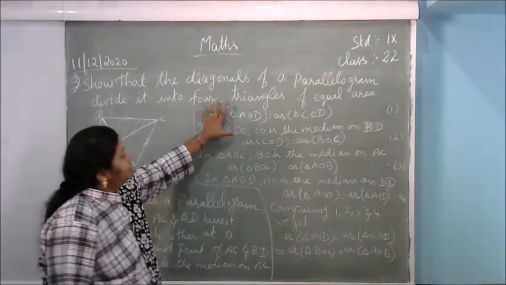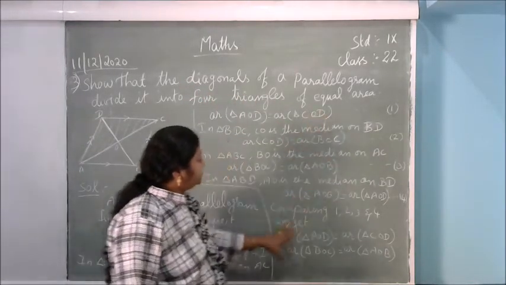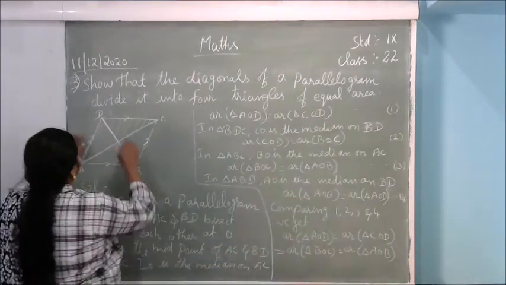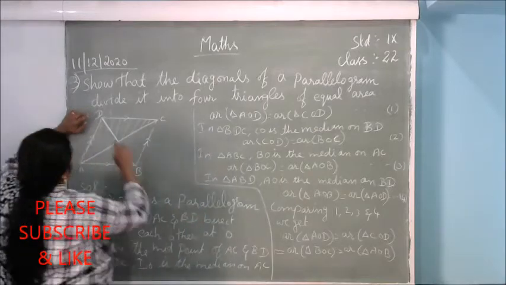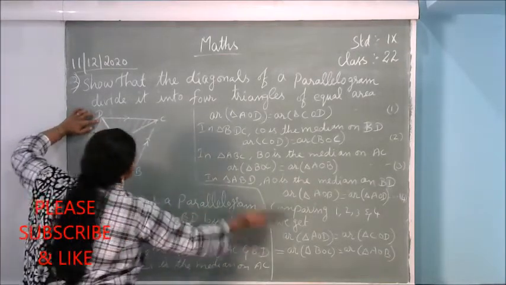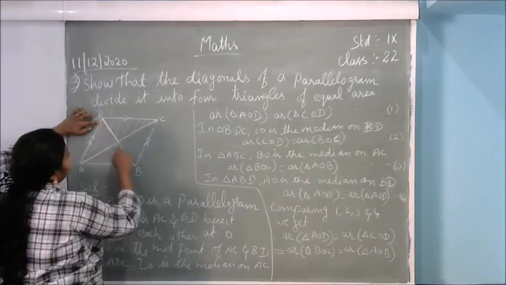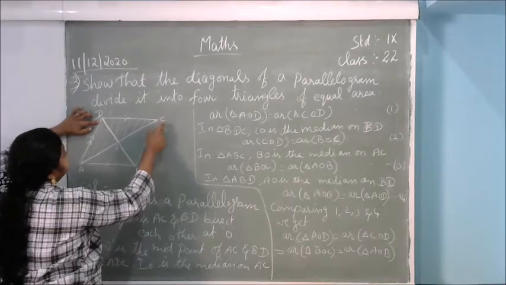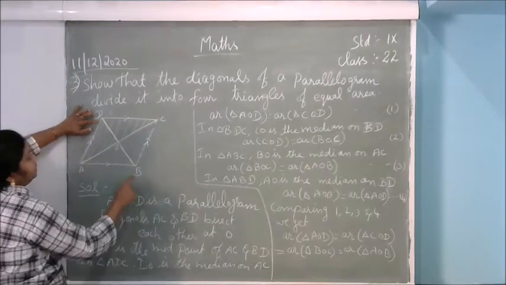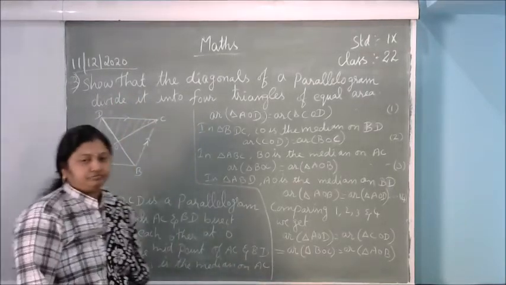Now, if you compare the four equations, at last what will you get? Area of triangle AOD is equal to area of triangle DOC, area of triangle COB is equal to area of triangle AOB. That only we have to give as the proof. All the areas will be equal.